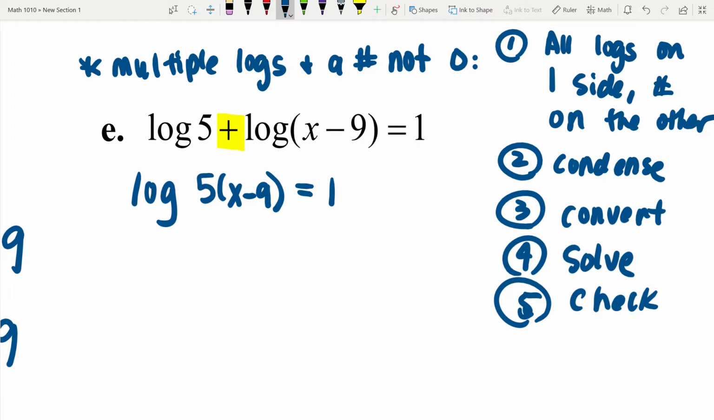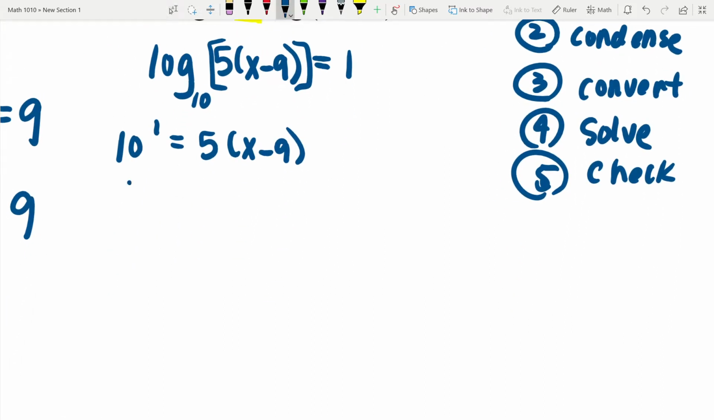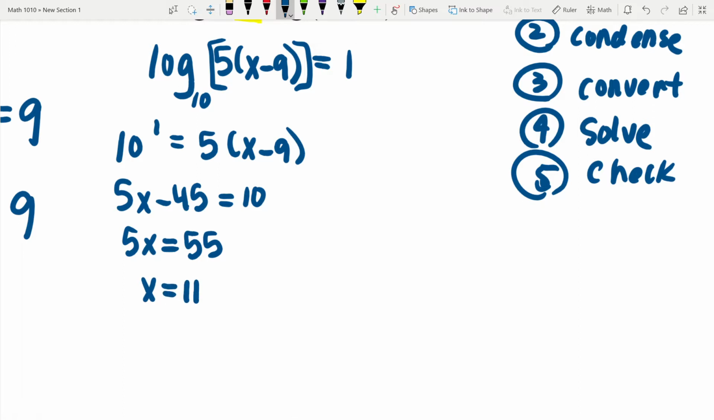That's fine. You can also put brackets if you want to, so it's a little more clear. This is log base what, everybody? Log base 10. Now you convert it. So it's 10 to the other side, which is a 1, is equal to 5 times x minus 9. You guys know how to solve that. Distribute the 5, you get 5x minus 45 is equal to 10. Move the 45 over. 5x equals 55. Divide by 5, x equals 11.